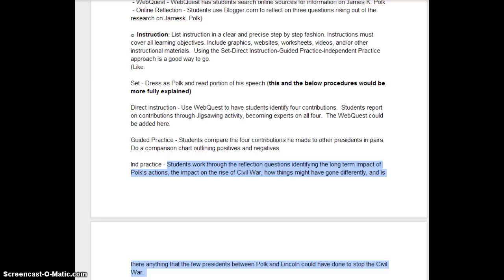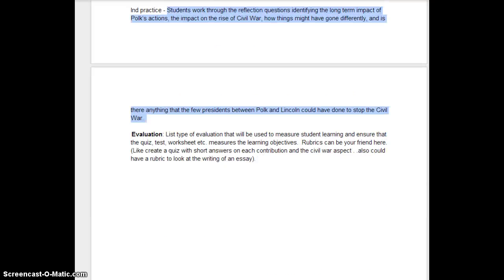That kind of stuff. And then finally, the evaluation. List the type of evaluation that will be used to measure the student objectives of the learning and ensure that the quiz, test, worksheet, whatever, measures the learning objectives. A rubric can be your friend here. So, like, you could create a quiz with short answers on each contribution and the comparison aspect. And so maybe it's 5 questions. Or it could be an entire essay, and the rubric could be used to help evaluate the essay. It also communicates to the students the expectations.